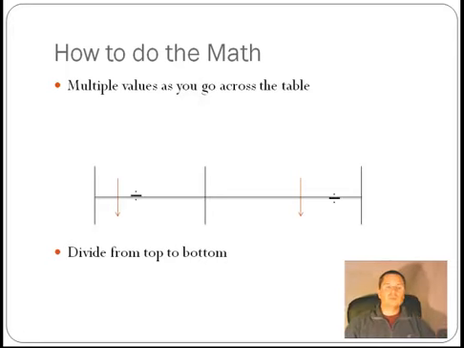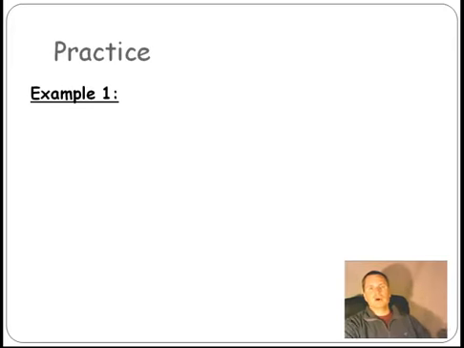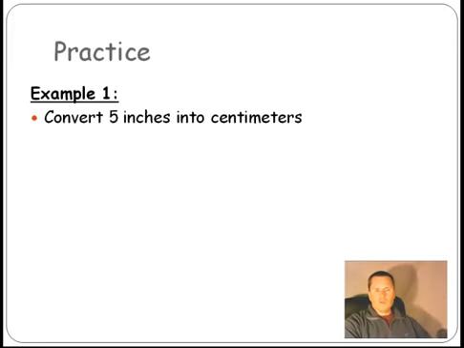So there's a bunch of different ways you can do this. You can multiply all the top, multiply all the bottom, and then divide, or you can do it one step at a time. The order of operation isn't really important as long as you do it correctly. You're multiplying when you need to multiply and dividing when you're dividing. So let's take a look at a couple examples. Our first one here says convert 5 inches into centimeters.